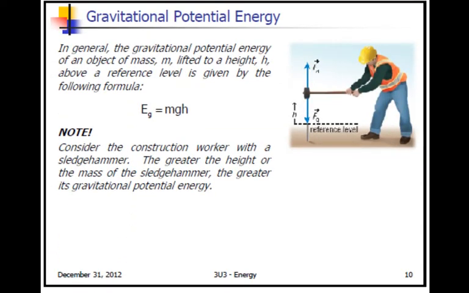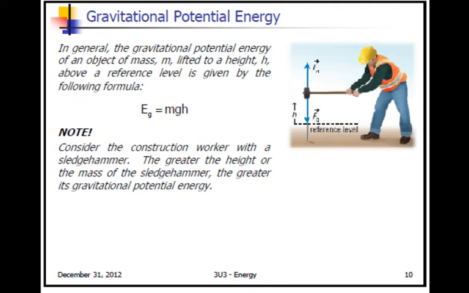And it is equal to the mass of the object times the gravitational intensity on the planet, times the height that the object is raised. So on Earth, g is going to be 9.8 newtons per kilogram. But the mass of your object and your height have to also be considered.